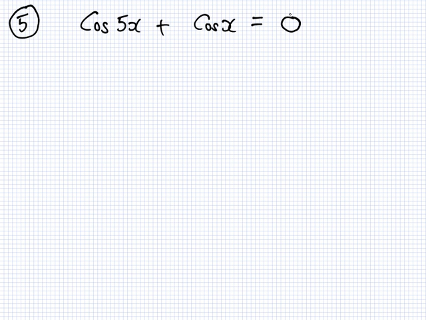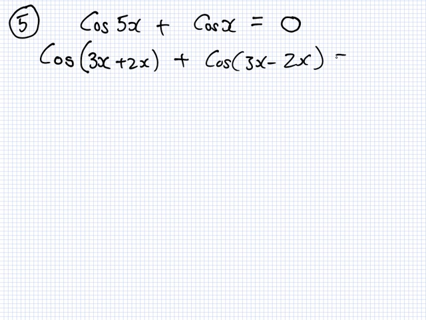Very good, very good. But not quite. You're very, very close. You should change 5x into 3x plus 2x. Because then for the other one you can just say it's cos 3x minus 2x. Now you might say, well, why does that matter? Well, watch what happens if you use compound angles.